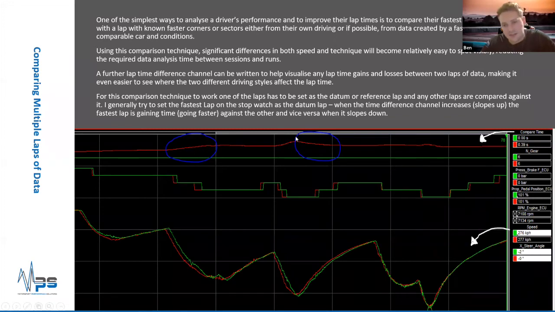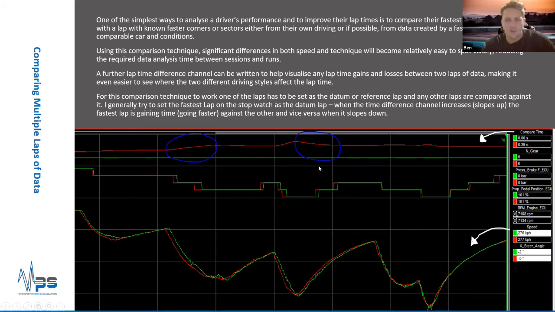And likewise, the opposite is true. When this line starts to slope down, we go to the speed trace and see that the red lap is actually gaining. Again, this looks like the red lap has carried a few more Ks through the corner and also picked the throttle up earlier. So we see down the next straight, the red lap is carrying more speed.